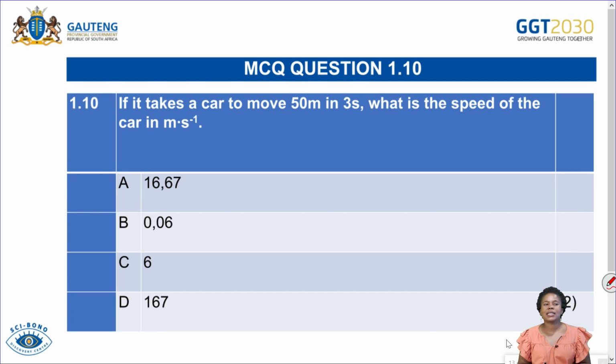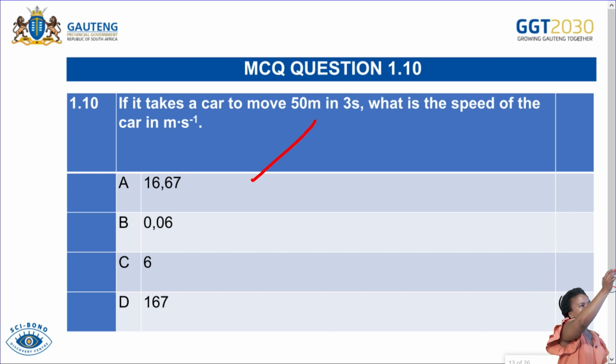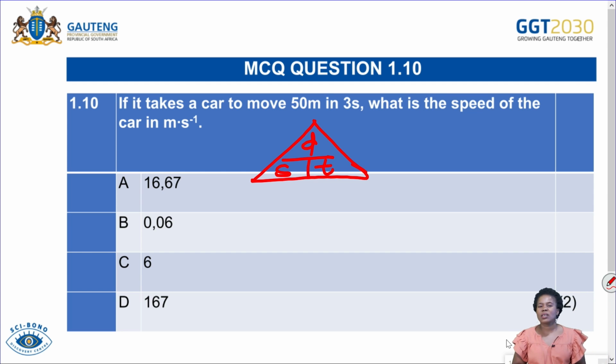Question 1.10: if it takes a car to move 50 meters in 3 seconds, what is the speed of the car in meters per second? Okay, with this one I always say you can use your DST if you feel like you've forgotten which formula to use. I always say use DSTV, but there's no V in there.